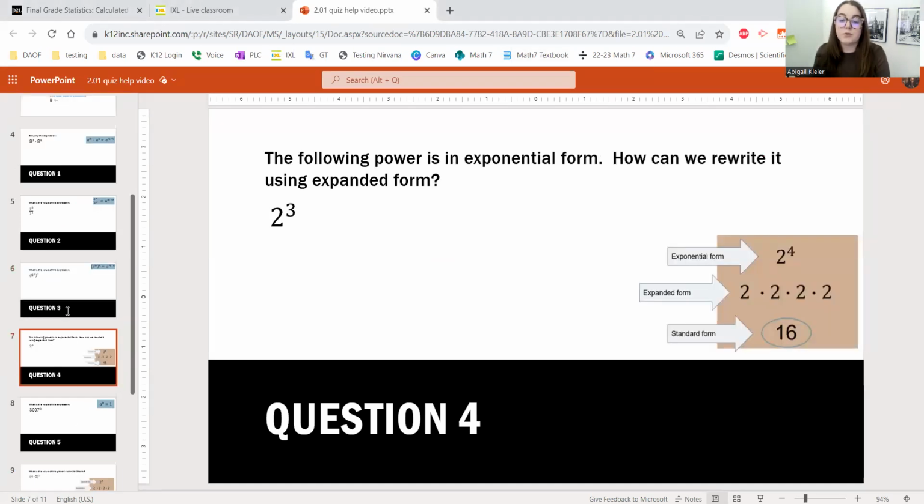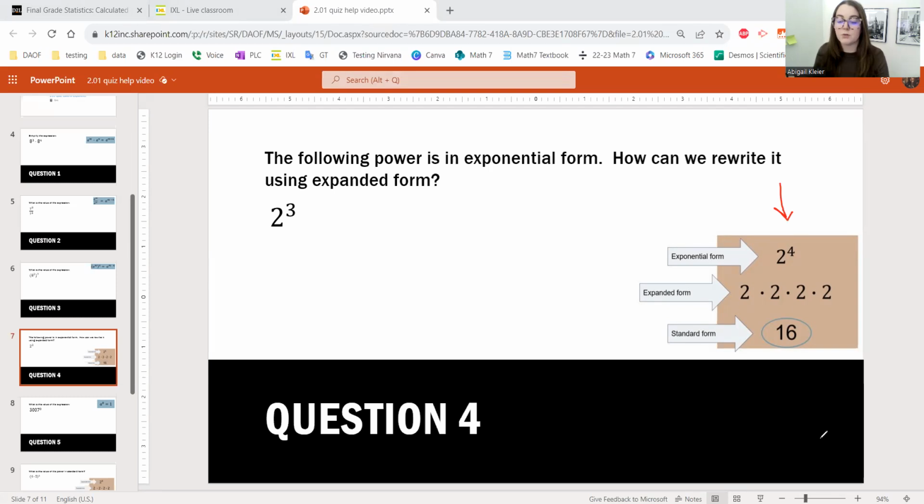Next, we have question number 4, and question number 4 is asking us how to write the power. Remember, when I indicate power, I'm talking about the entire thing here. Sometimes we accidentally say the exponent, right? But really, the exponent is only talking about that little number. So when I say power, I'm talking about this entire number, including the base and the exponent. The following power is in exponential form.